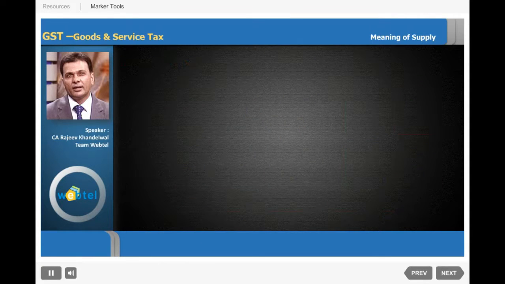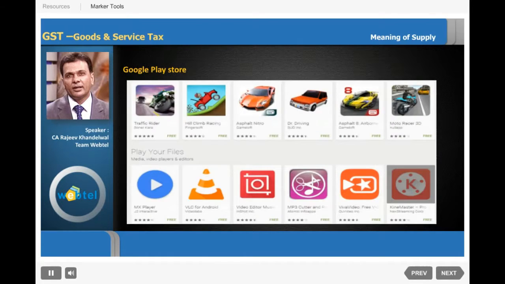Day in, day out, we are downloading various apps from the Google Play Store, isn't it? And most of them are free. And if some amount is to be paid, generally we do not download. But as many of them are free, we have various free alternatives, and we download those. Whether that will be treated as supply under GST? Yes, even that will be deemed as supply.